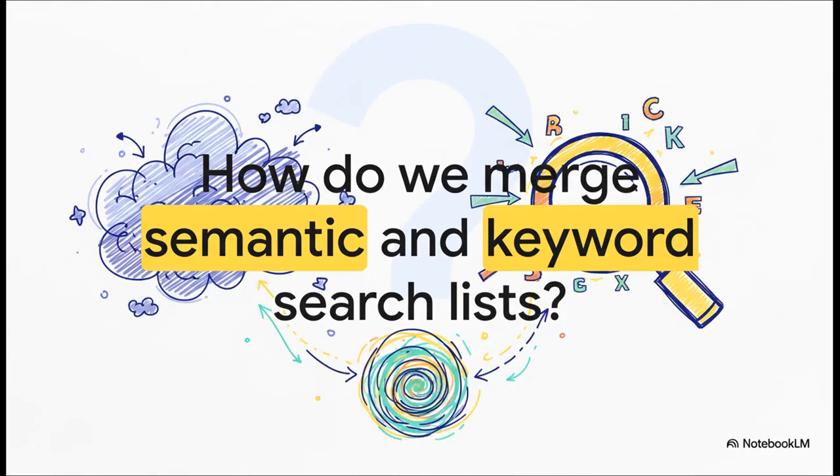And yeah, this is the central puzzle we've got to solve. We have 2 completely different ranked lists. A document might be number 1 on the semantic list, but way down at number 15 on the keyword list. Or maybe it's not even on the keyword list at all. So how do you resolve that? How do you create a final ranking that's actually better than what either one could do on its own?